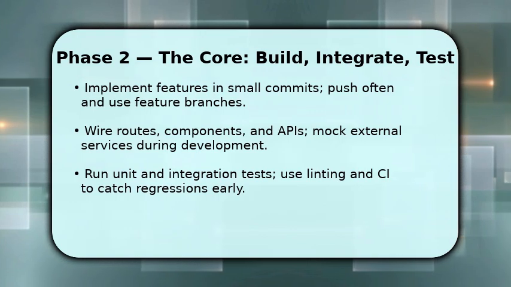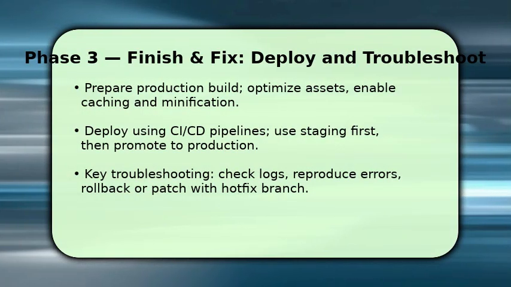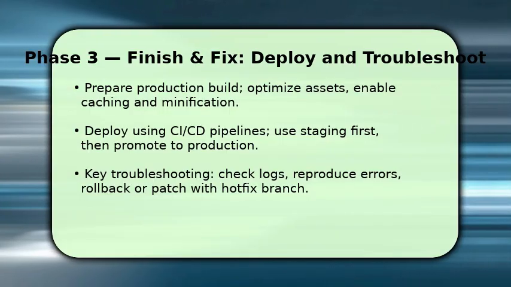Finish by creating a production build and optimizing assets. Minify JS/CSS, enable caching headers, and set environment flags to production. Deploy through your CI/CD pipeline to staging first, run smoke tests, then promote to production once stable.